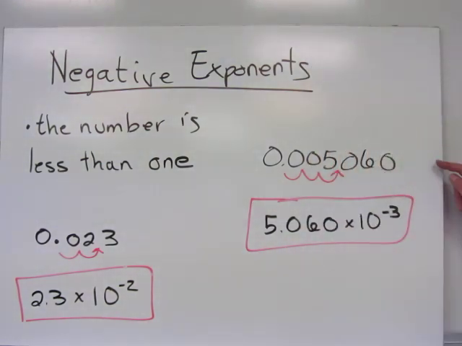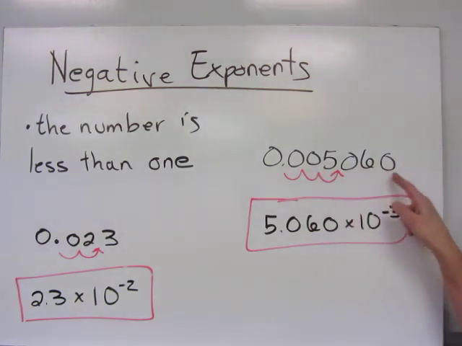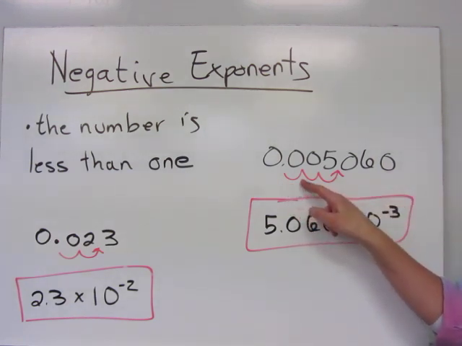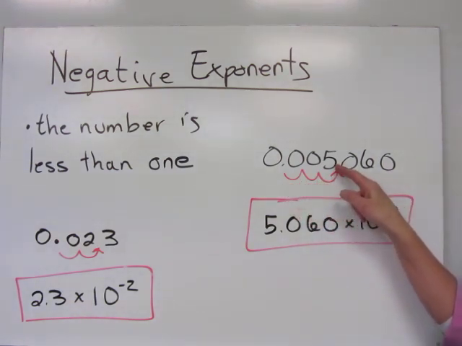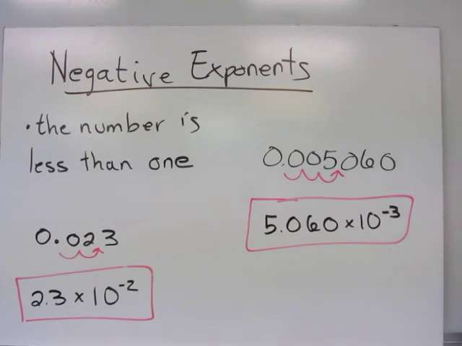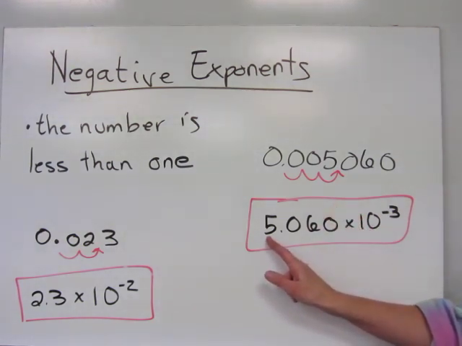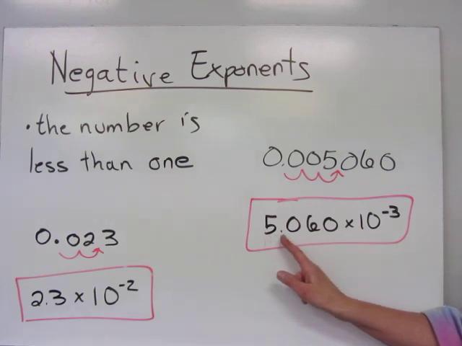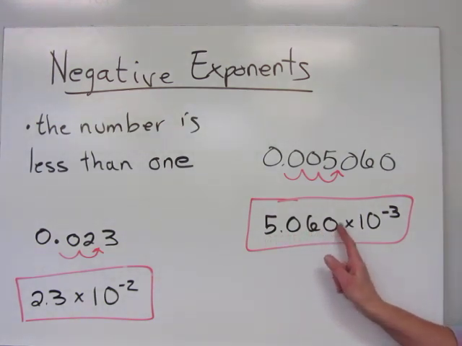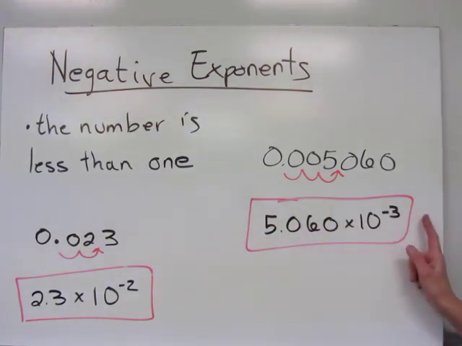In the second example, I have 0.005060. We have 4 significant digits. I move the decimal place 1, 2, 3. In proper scientific notation, you have 1 number to the left of the decimal. So my mantissa is 5.060, 4 sig figs, times 10 to the minus third.